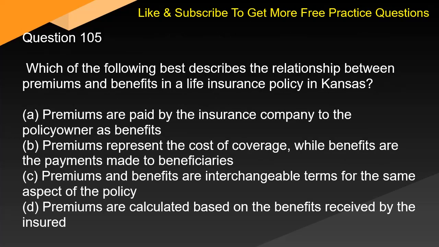Question 105. Which of the following best describes the relationship between premiums and benefits in a life insurance policy in Kansas? A. Premiums are paid by the insurance company to the policy owner as benefits. B. Premiums represent the cost of coverage, while benefits are the payments made to beneficiaries. C. Premiums and benefits are interchangeable terms for the same aspect of the policy. D. Premiums are calculated based on the benefits received by the insured.